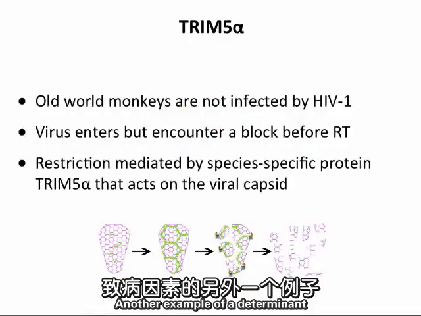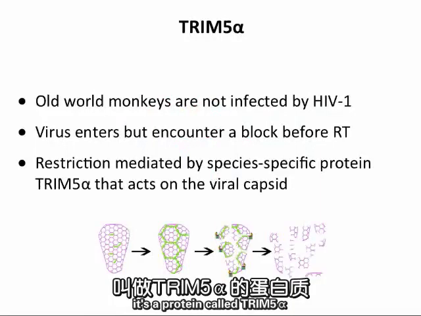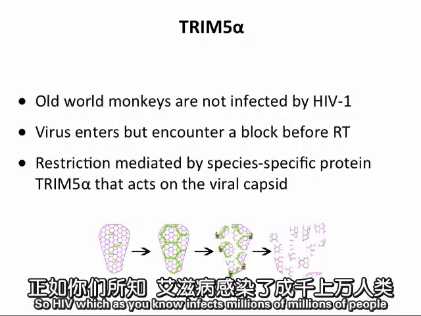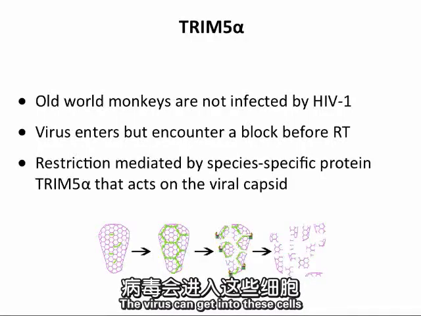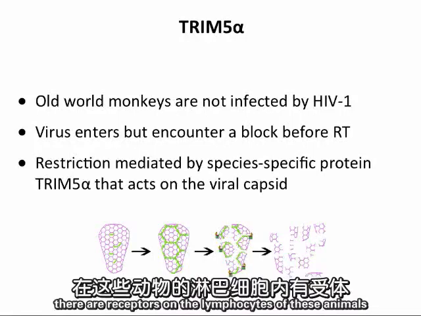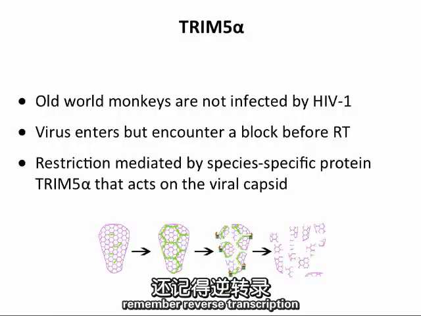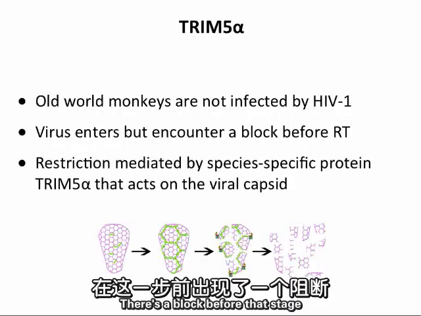Another example of a determinant, this is a cellular virulence determinant now, is a protein called TRIM5 alpha. And this is a protein that is involved in susceptibility to HIV. So HIV, which, as you know, infects millions and millions of people, does not infect old world monkeys. All right? The virus can get into these cells. There are receptors on the lymphocytes of these animals. The virus gets in, but there is a block before reverse transcription. Remember, reverse transcription occurs in the cytoplasm as the particle is coming in. There's a block before that stage.